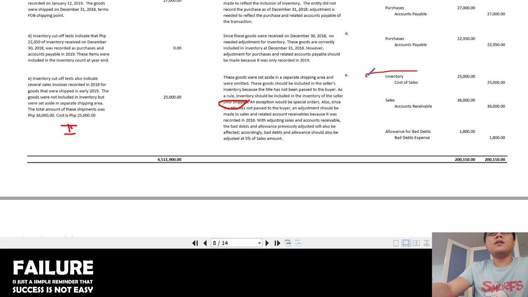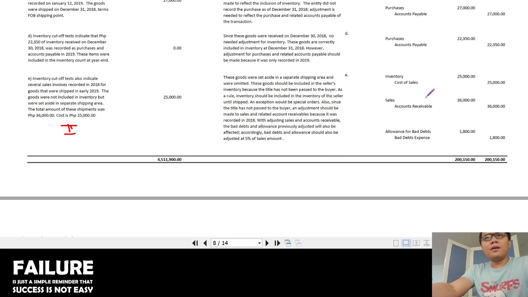We need to recognize it as part of our inventory. So, debit inventory, credit cost of sales. And because nasali siya as sales natin sa 2018, dapat tanggalin pa natin kasi wala pang actual sale, wala pang transfer of title. So, debit sales, credit accounts receivable. Ang adjustment. Pag tinanggal natin yung recognition of sales, di ba?